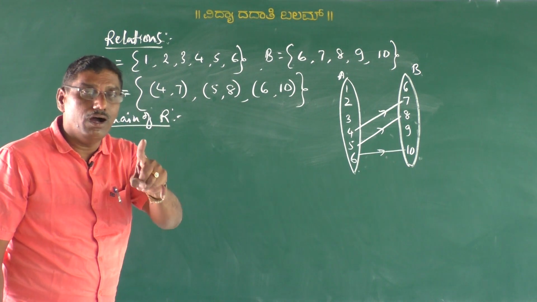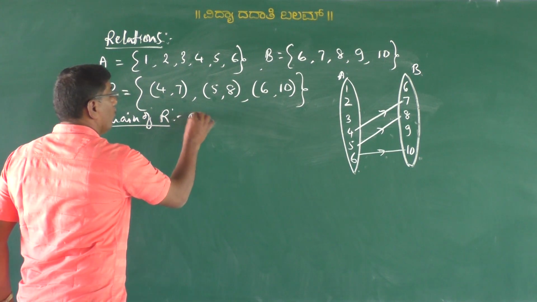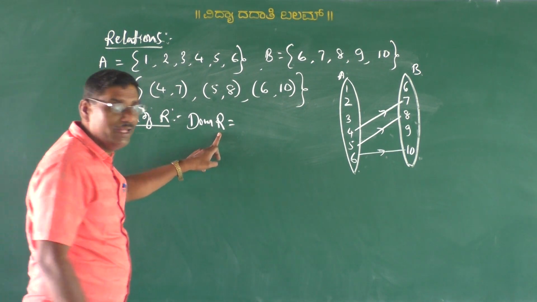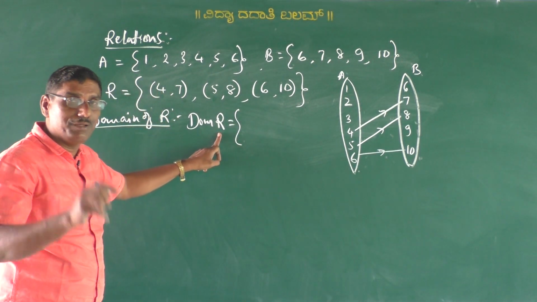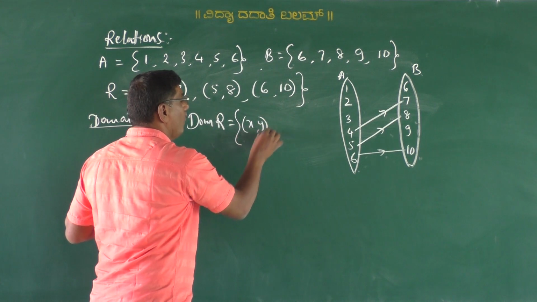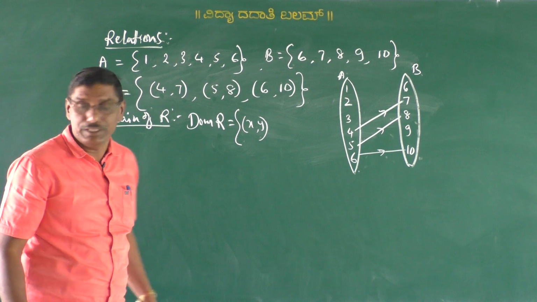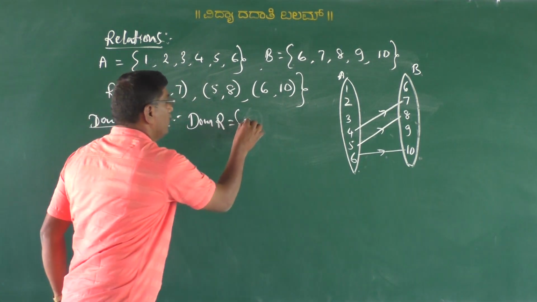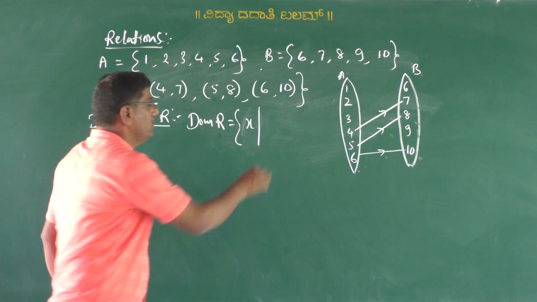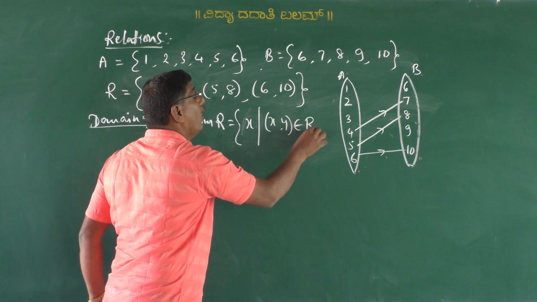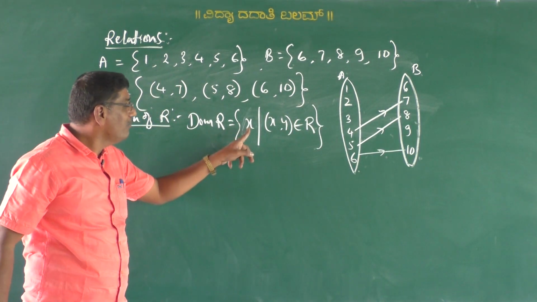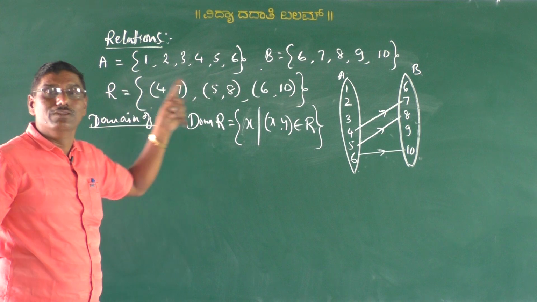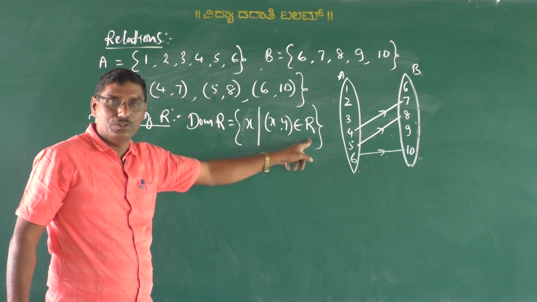In a relation R, it is denoted as dom R. The domain of R can be defined as the set of all first elements x, such that the ordered pair (x, y) belongs to R. That is, the set of all first elements of the ordered pairs belonging to the relation R. Are you understood?